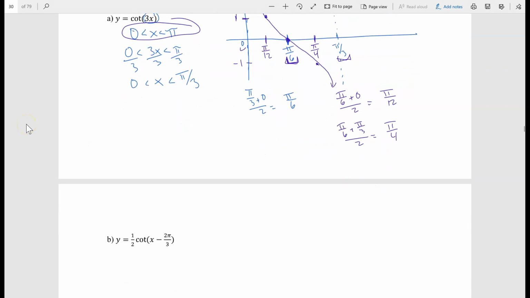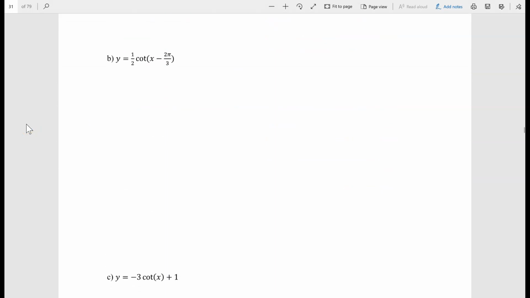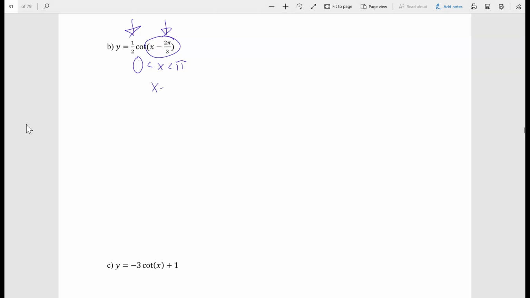Alright, so now let's look at this next problem. We have a couple of things. We have something like an amplitude change, but in this case it's just a vertical stretch. And then we also have a phase shift. So let's start off first with my interval from 0 to pi, and we're going to put in the argument inside. So x minus 2 pi over 3 between 0 and pi. We're going to add this 2 pi over 3 to all three sides.